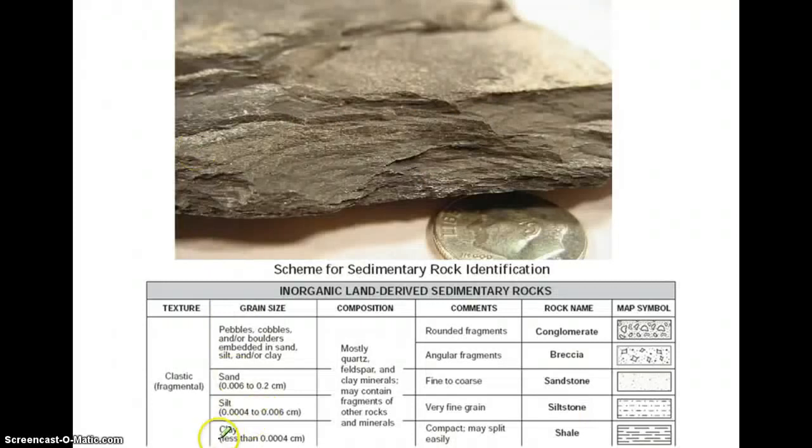Now, if the grains are smaller than sand, they would be called silt or clay, depending on the size of the particles. Silt and clay, you're not going to see the actual grains because they are microscopic. But what we'll find is that they are very fine grained, very smooth, and very compact, and shale can split easily.